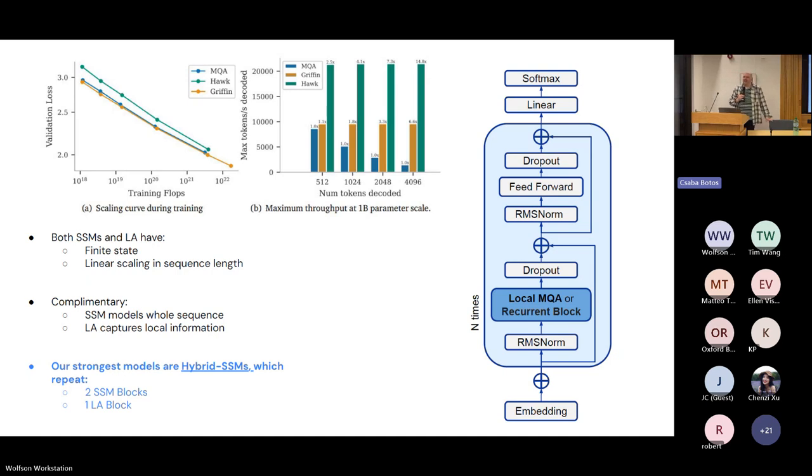Yeah, there's another online question saying, is it necessary to have the recurrence weight input dependent?